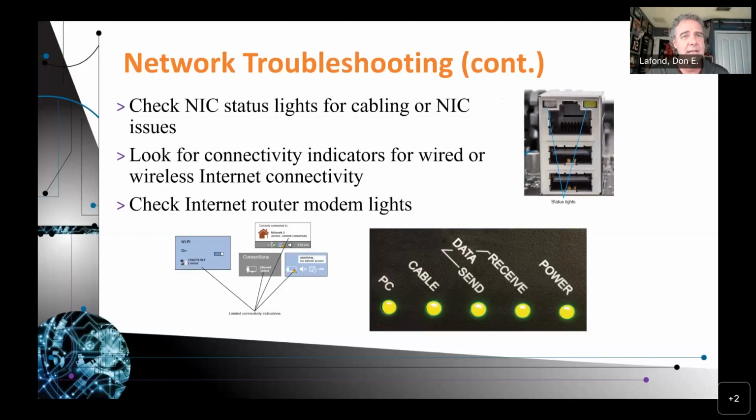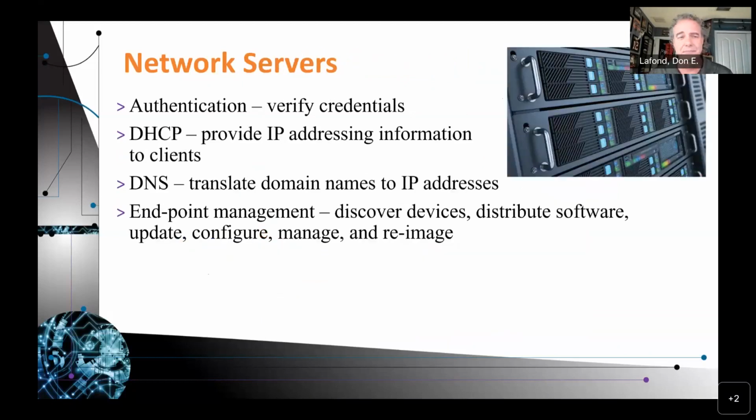Now, look for connectivity indicators for wired or wireless internet connectivity on both sides, and then check the internet router and modem lights to see what you have. Is it solid? Is it blinking? Of course, each piece of equipment is going to be different. I highly recommend keeping a journal that indicates what the normal operation of equipment is, so that when you have a problem, you can compare the current status of equipment with the previously recorded information, so you can see if there's any change. Any change indicates that you have a problem. If you don't have change, well, keep moving.